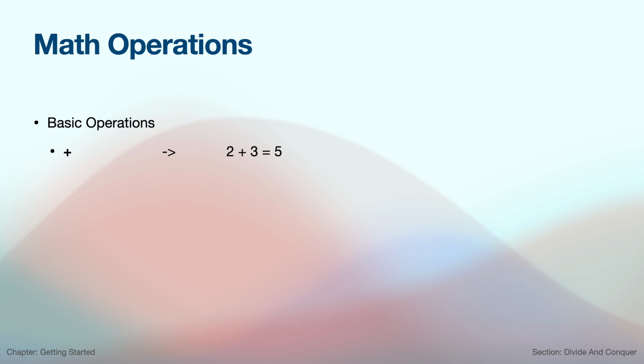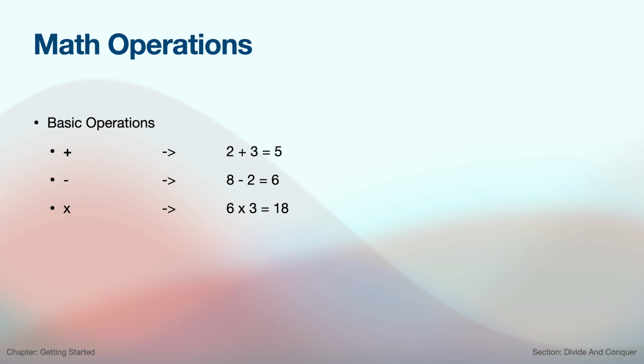Let's start with basic mathematical operations. We know elementary mathematical operations like addition, subtraction, multiplication and division. These operations are applicable to two operands. Let's say you take addition in the first bullet point. It is applicable to 2 and 3. So the answer is 5.